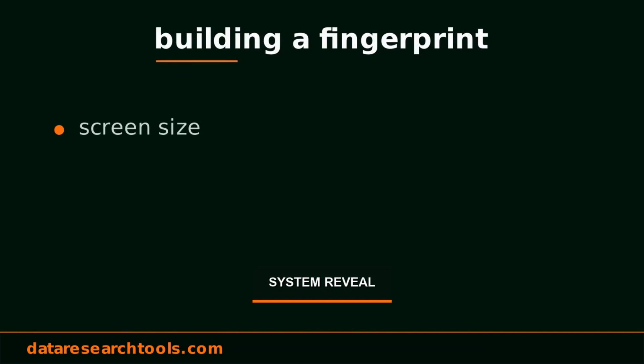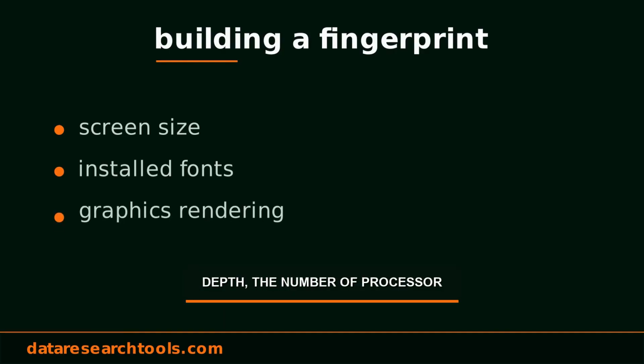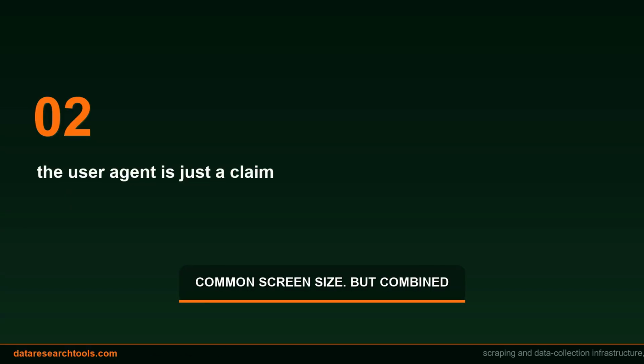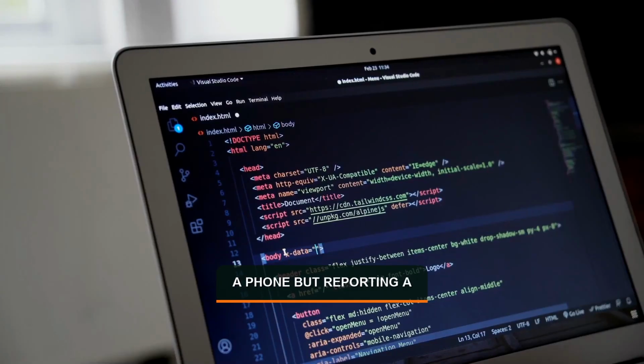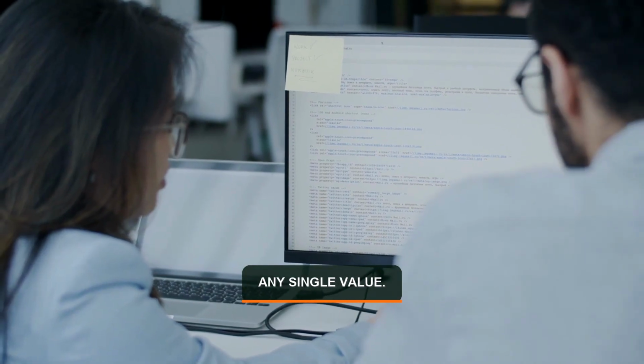What the screen and system reveal. Your browser freely reports a pile of system details. The screen resolution and color depth, the number of processor cores, the amount of memory, the operating system and its version. Each one is coarse on its own. Plenty of people share a common screen size. But combined with everything else, these details narrow the field fast, and they carry consistency requirements. A device claiming to be a phone but reporting a giant desktop screen and dozens of cores is telling two stories at once, and that mismatch is more revealing than any single value.